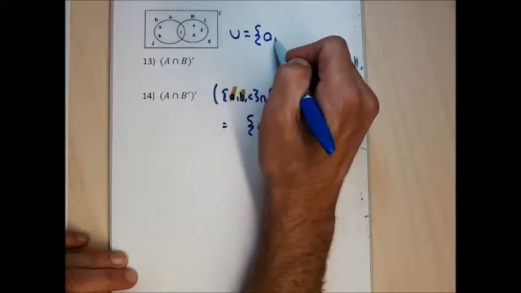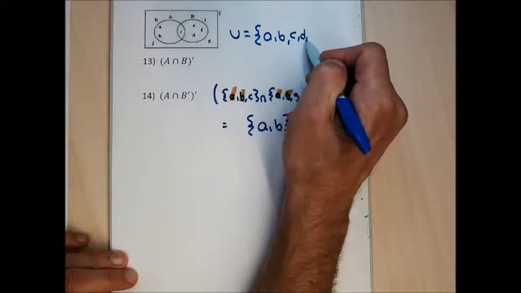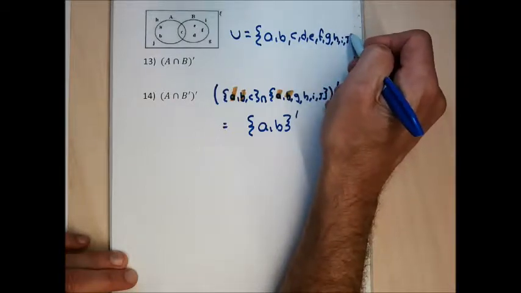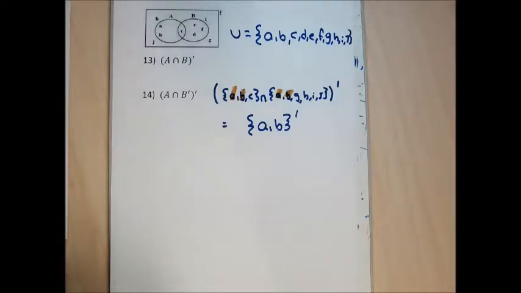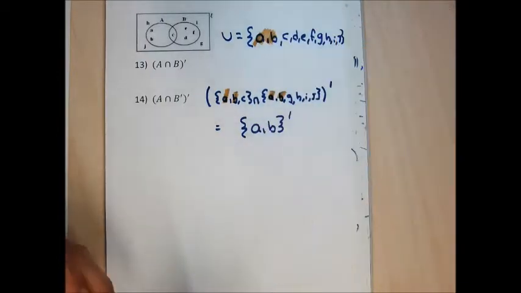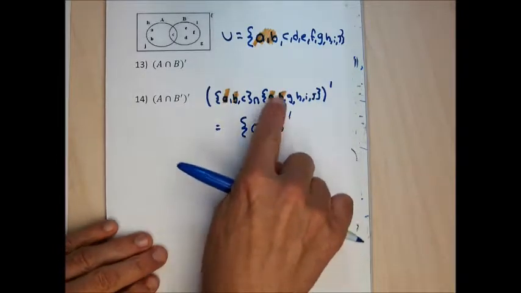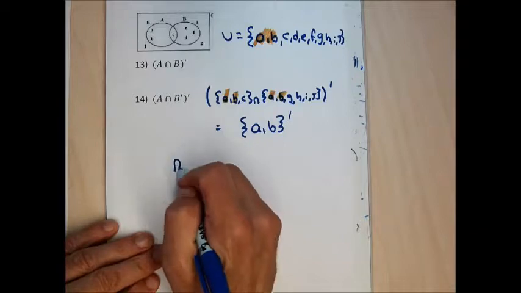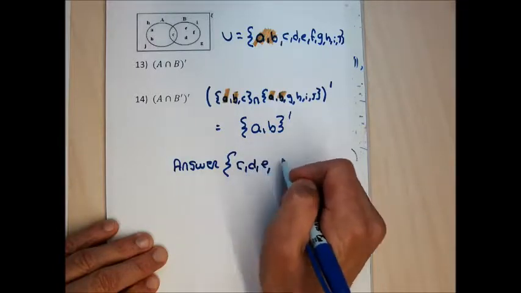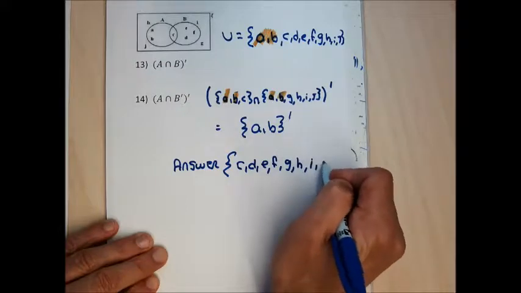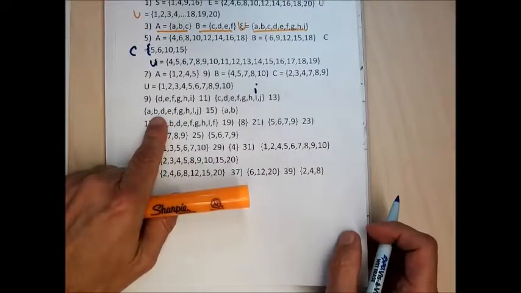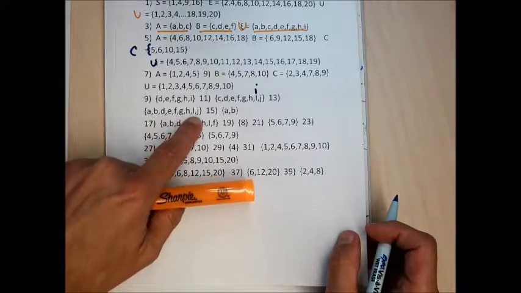And in order to find the complement, I have to have the universal set in mind. The universal set for this Venn diagram, or the letters contained in this Venn diagram, are all the letters from A through J. So the complement of that set is all the letters in the universal set that aren't A and B, so it's going to be the letters C through J. My answer to problem 14 is a set containing the letters C, D, E, F, G, H, I, and J. Your problem 13, the answer that I have written down is A, B, D, E, F, G, H, I, and J.